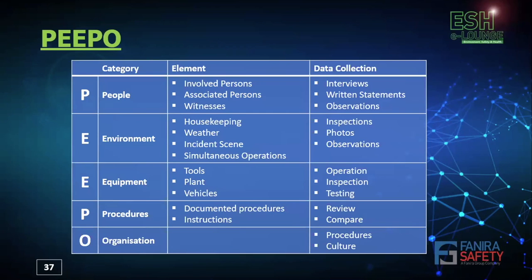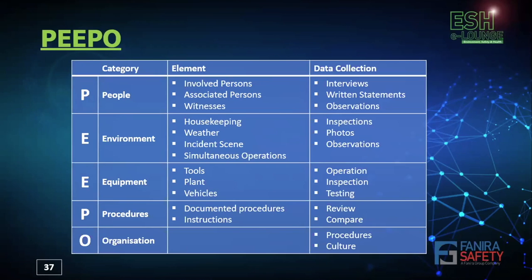And this is where your collection of photos becomes critical. What was the condition of the equipment? You know, the tools, the plants, any vehicles that were in use. The operation, was the equipment operating within its parameters? When was it last inspected or tested? What were the procedures? Now, procedures is always interesting. We have our documented procedures, and then we have the informal procedures that tend to establish themselves. So we review those documents and consider which procedures were complied with.